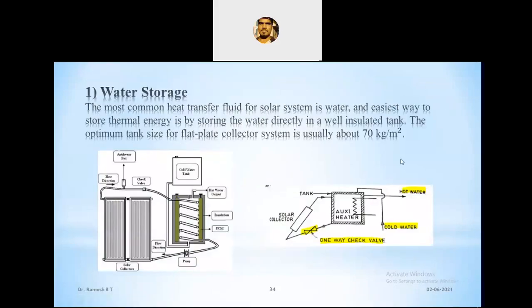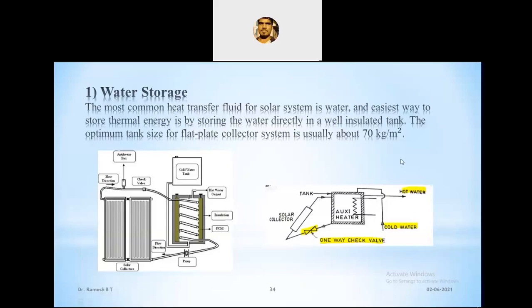And this comes to the different categories in the sensible storage systems. We discussed sensible heat storage. Sensible heat storage means heat is stored with no change in phase, but only a change in temperature. The two best examples are water storage and packed bed exchange storage.